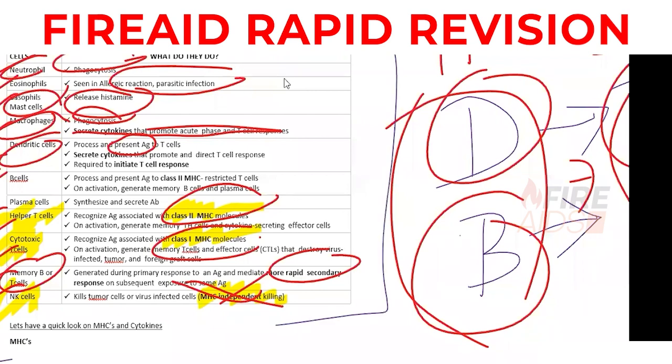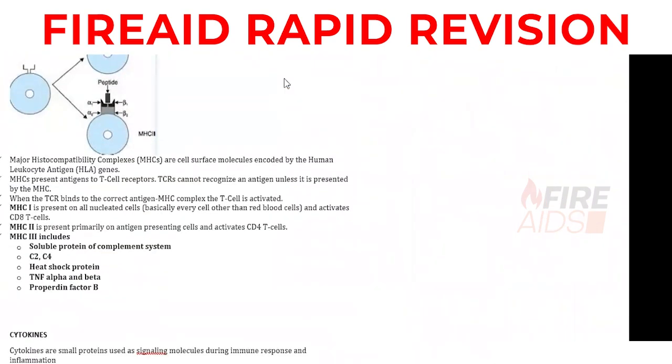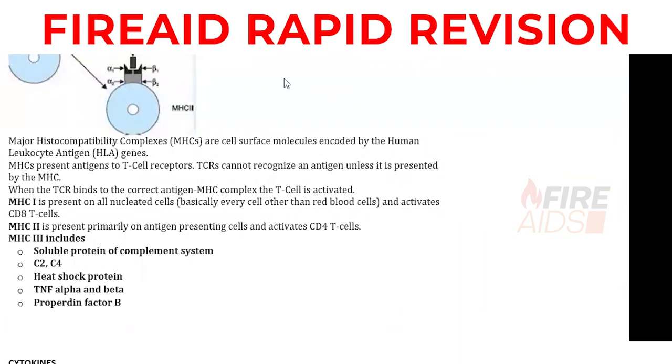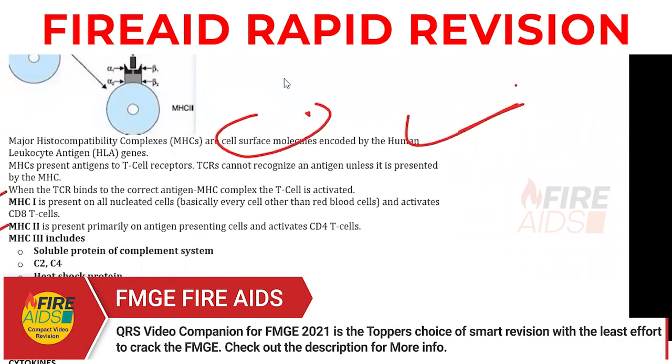Okay. So I'm not going to discuss much about MHC here. I'm going to say only one important MCQ that you need to know. So, what is MHC? It's a cell surface molecule which is encoded by HLA, because yesterday we talked about HLA. Now, this MHC is of 3 types: 1, 2, and 3. We discussed 1 and 2. We need to discuss 3.